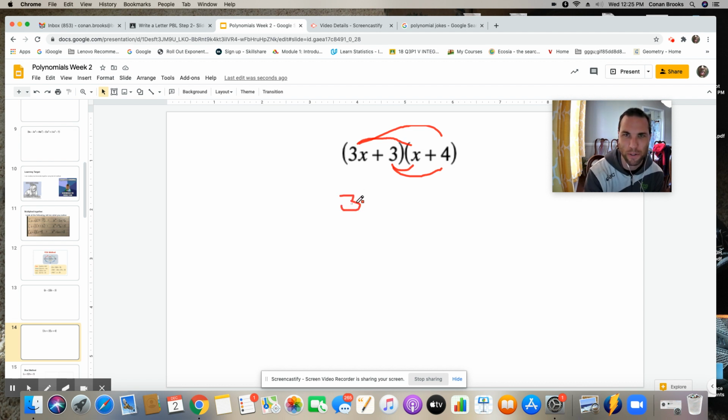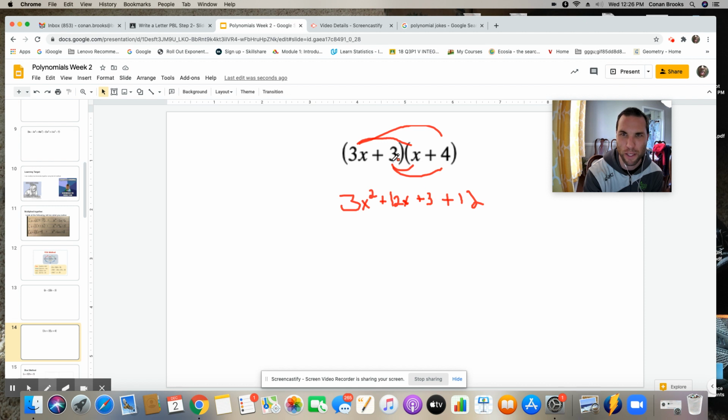So 3x times x is 3x squared. And that was the other pattern, right? It was x squared, x, and then the constant. 3x times 4 is 12x. Oh, my 2 got away from me a little bit. 3 times x is 3x. That is the inside. And 3 times 4 is 12.